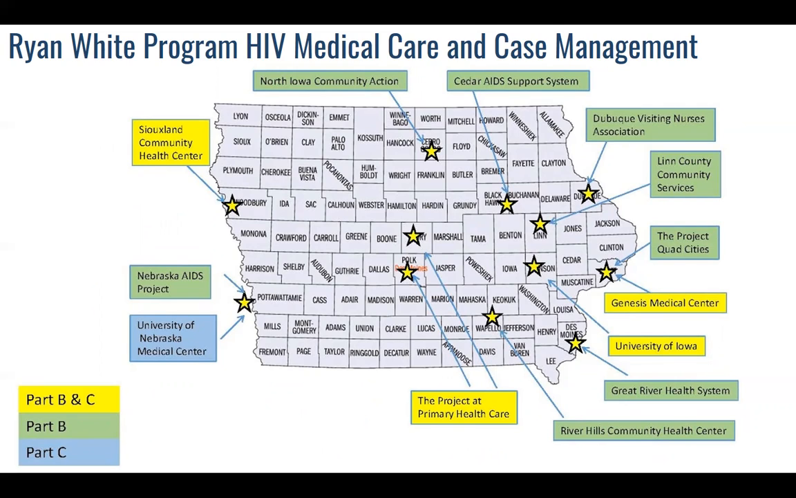Those Part C organizations that you see there in yellow are funded from the federal government to provide HIV medical care. And the Part B individuals are funded through the Iowa Department of Public Health with support of federal funds to provide case management and other support services to individuals that are living with HIV. You can see in a few instances that these are co-located across the state. So this is also an important resource to keep in mind as you are diagnosing and linking individuals with HIV to medical care and case management.